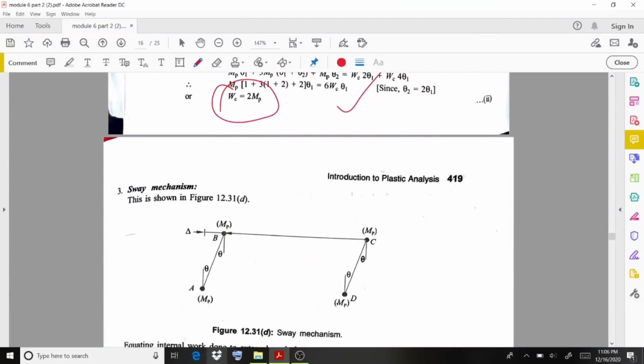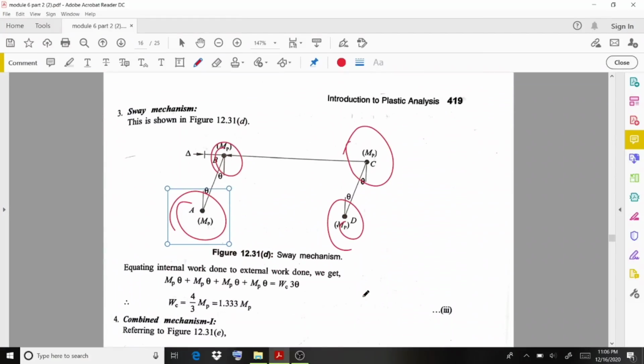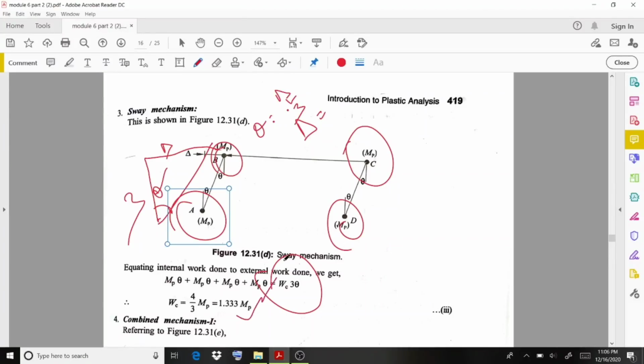Then coming to the sway mechanism, in this case the plastic hinge will form at each support surface. Then if you equate those values with external work done, that is Wc multiplied by 3 theta. How did you get this Wc multiplied by 3 theta? From this triangle. If you consider this value is 3 and this theta, then this value is delta, then theta equals opposite side by adjacent side, then delta equals 3 theta. Then you will get a value of 1.33 Mp.